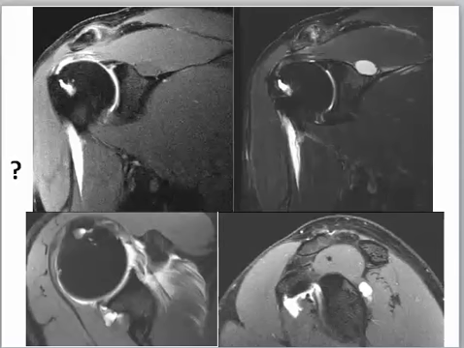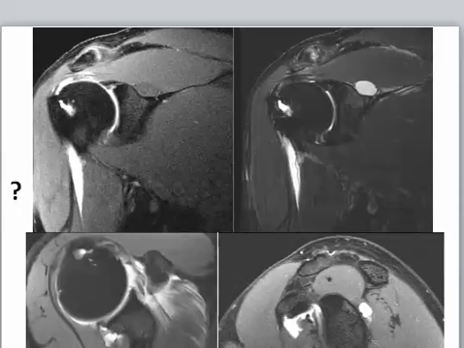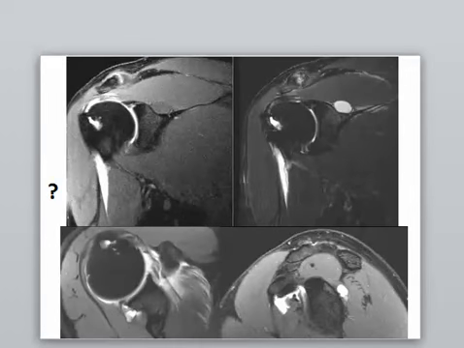Here we have a large cyst extending into the suprascapular region, and distally inferior to the glenoid, here and there. This is the cyst.